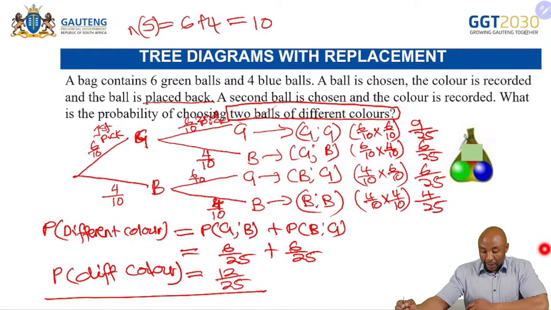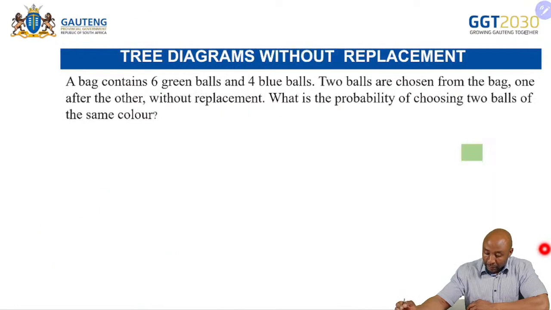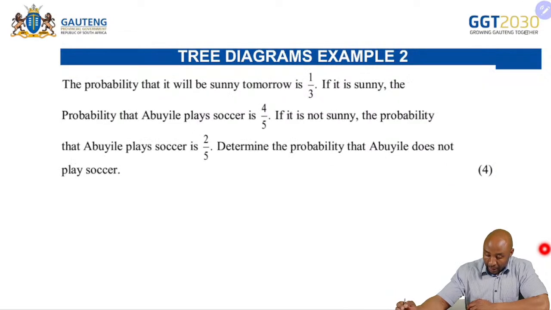So I hope it's clear. That's how our tree diagrams work. Now, the second one, we are saying example 2. This is what we have as a common. Can I give you 1 minute to just attempt this example now?